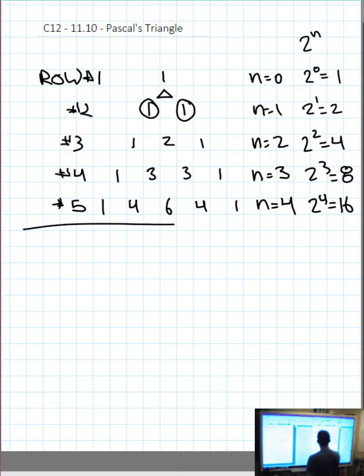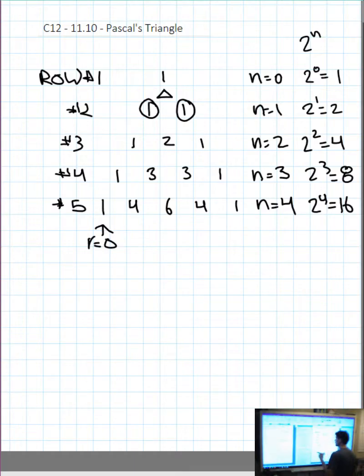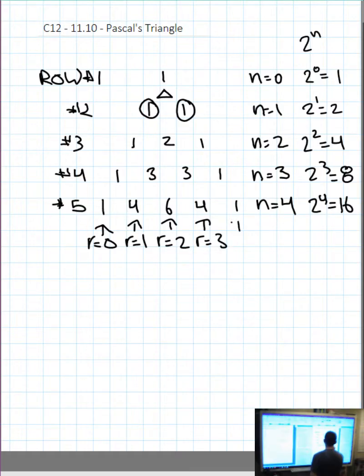So Pascal's triangle, what are some other interesting characteristics? Well, it turns out that if we say r equals 0, not to get confused with the row number, r starts being 0, then r is 1 more than that, then r is 1 more than that, then r is 1 more than that, then r is 1 more than that. We get this interesting pattern.